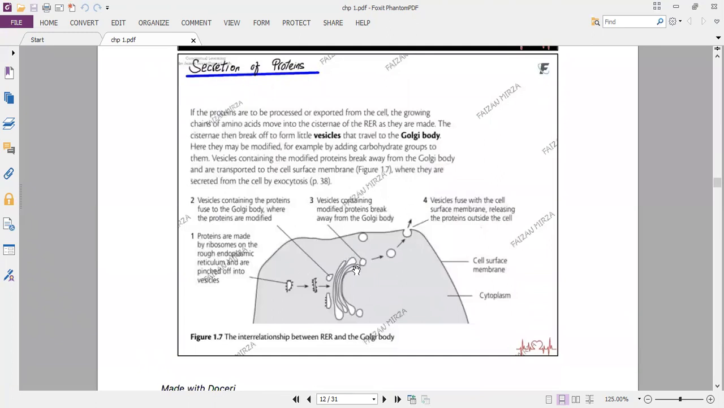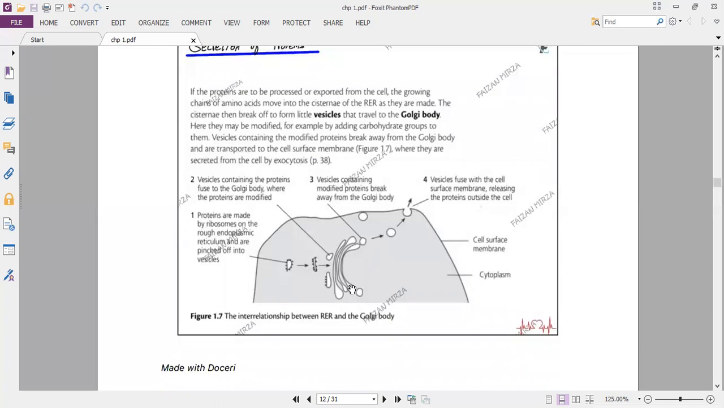This diagram here sums up how the rough ER originates, having the proteins that originate from various amino acids, and the vesicle is transported to Golgi. How the Golgi then transports the vesicle either within the cell or outside the cell, and this is where the proteins can be used.